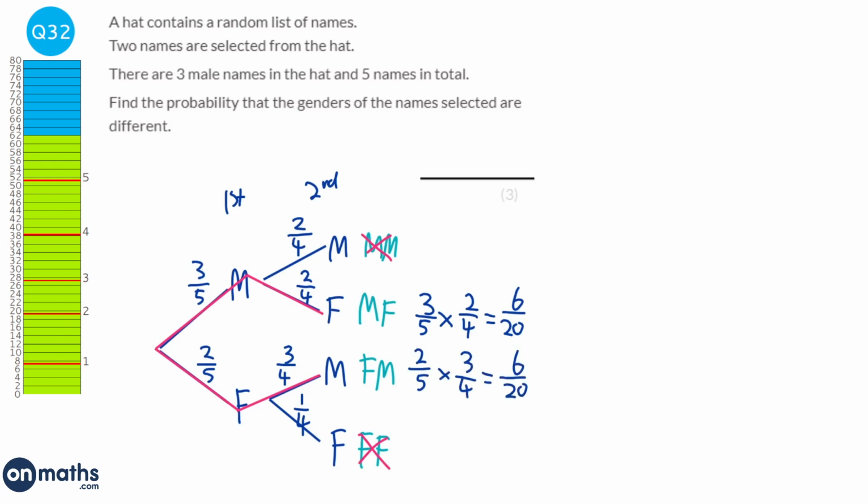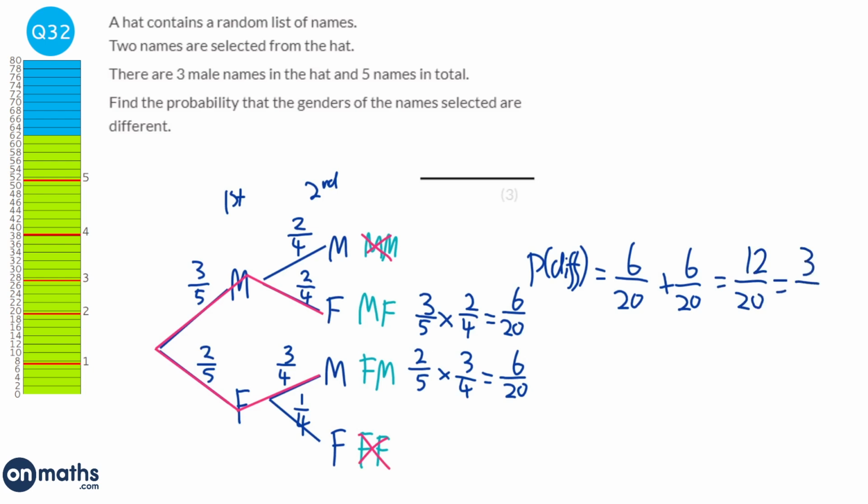Now we're looking to see whether it was male and female or female and male. And the word "or" in probability means add. So it'd be 6/20 plus 6/20. And this is the probability of different, which will be 12/20. Now 12/20 will cancel to 3/5.